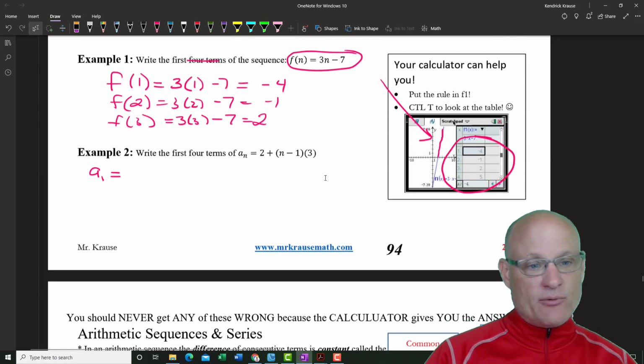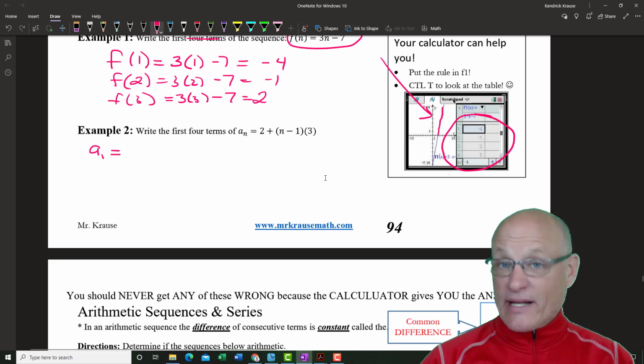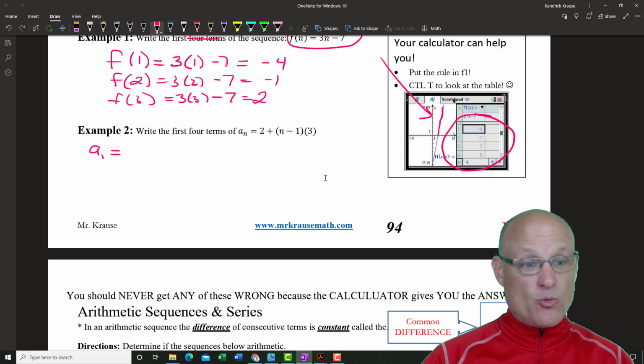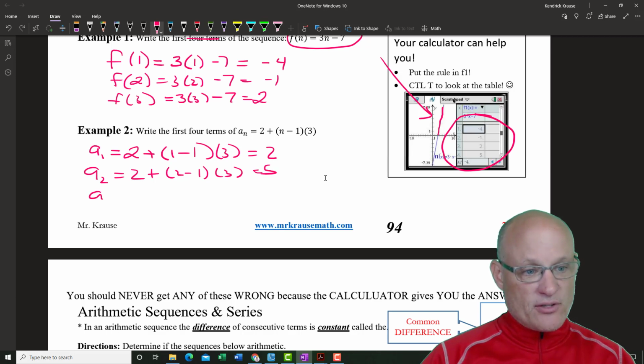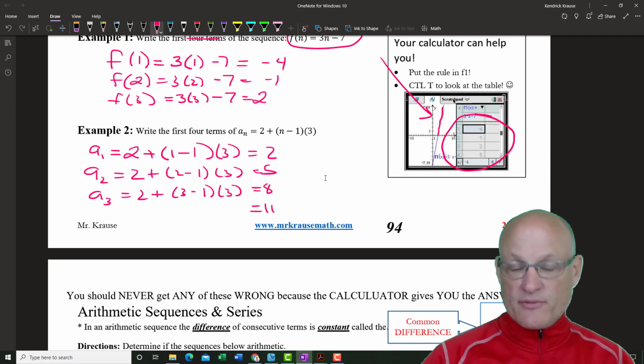I just don't want you sounding silly when you're talking in the math world. So I would read this as a sub 1. So a sub 1 is equal to 2 plus 1 minus 1 times 3, and this would just be 2. And then a sub 2 would be 2 plus 2 minus 1 times 3. That's 1, 3, 5, so that would be 5. And then a sub 3 is 2 plus 3 minus 1 times 3. That'd be 6 plus 2, which is 8. And then the next one would be 11, if you did the next one.